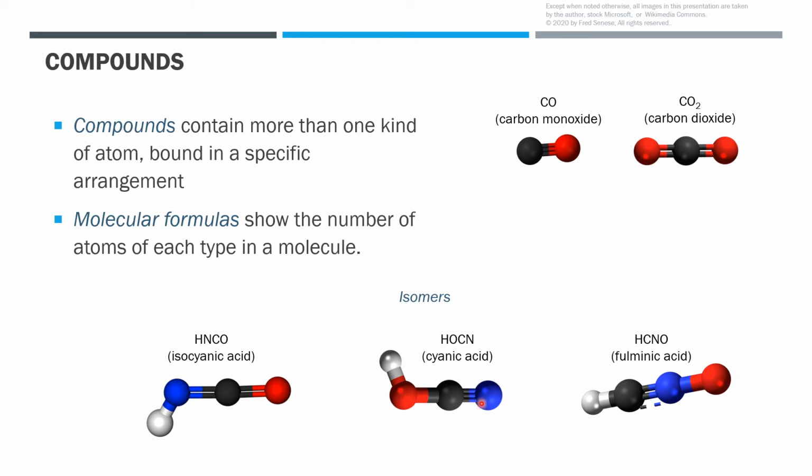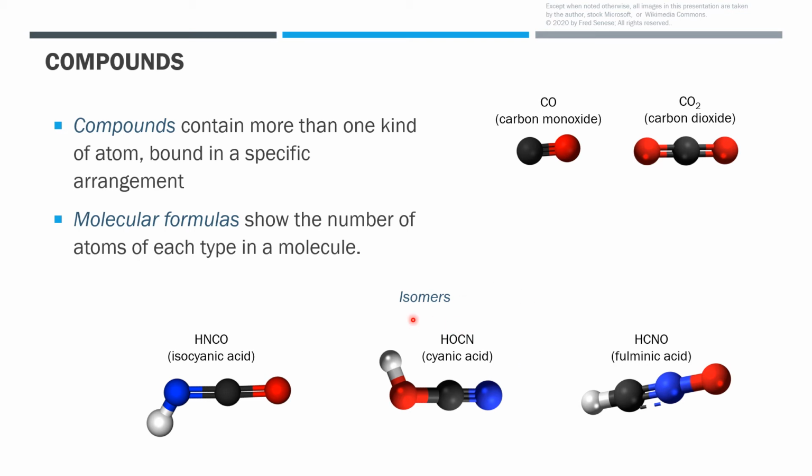So all three of these down here have got a hydrogen, a nitrogen, a carbon, and an oxygen stuck together. And they're stuck together in different orders and in different ways. And that makes these three completely different compounds from each other. This one, isocyanic acid, has the hydrogen on the end, and then it's got a nitrogen. But this one has got the hydrogen on the end, and then it's got an oxygen. The nitrogen is on the opposite end. So they're bound in different arrangements.